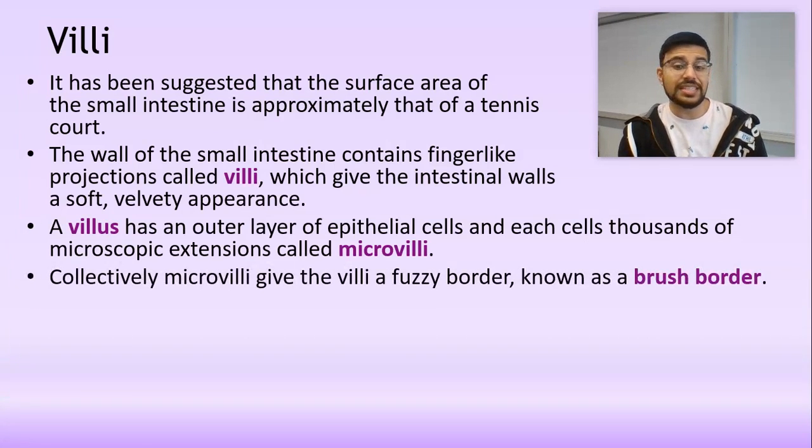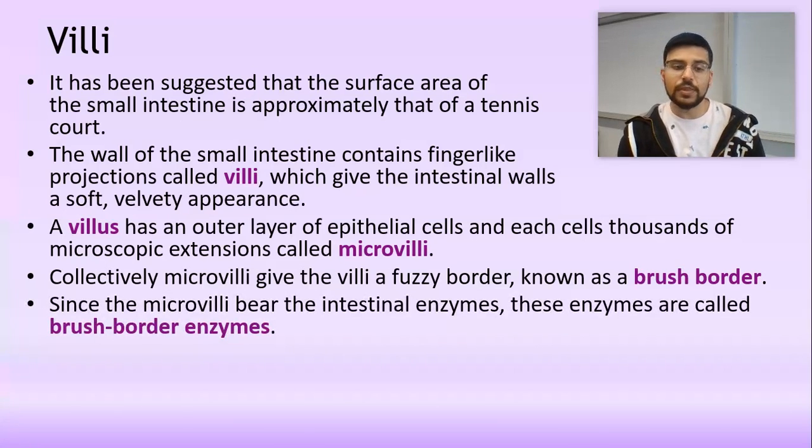So that gives us an insane amount of surface area, and it gives us this brush-like pattern, so it's much easier to trap and collect the nutrients that we want to grab. Microvilli are very similar to cilia that we talked about quite a while ago.